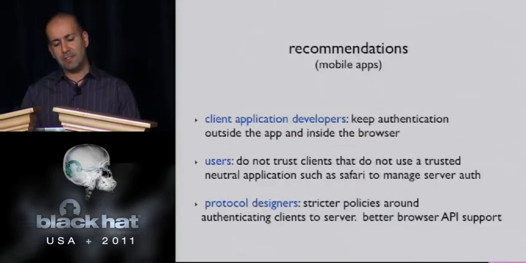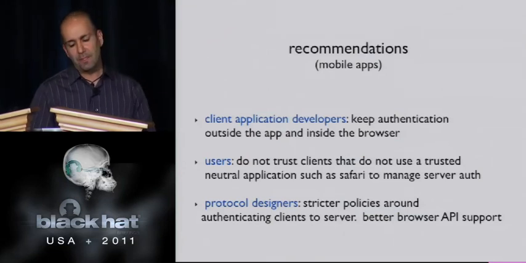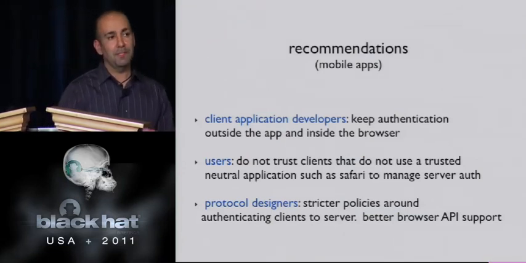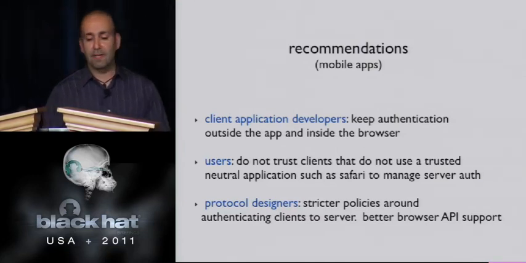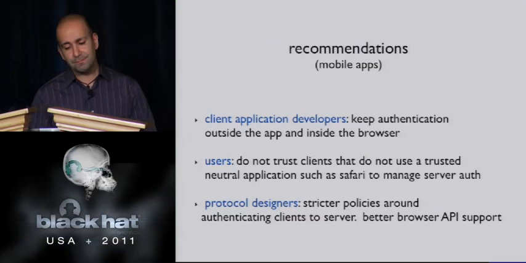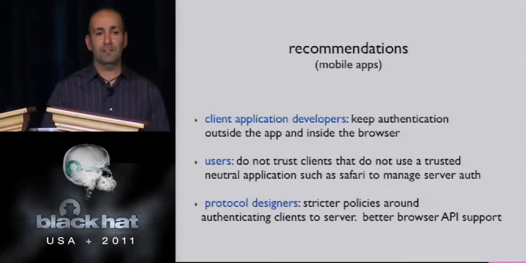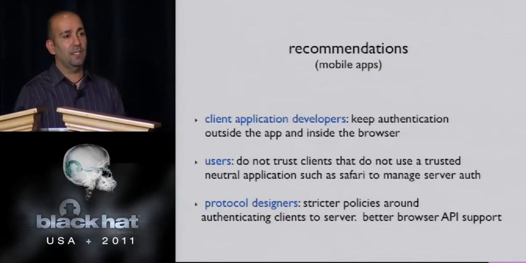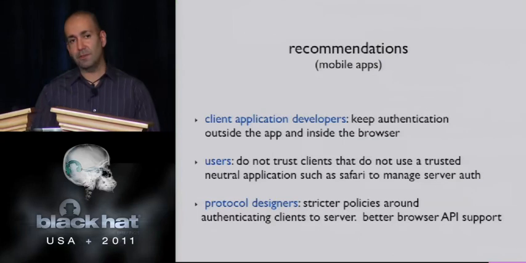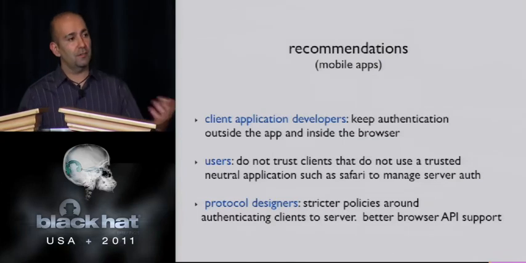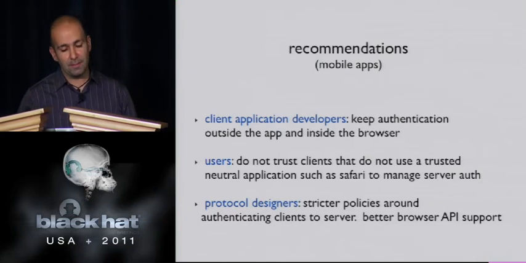So these recommendations are from a pure security perspective. We're not really considering usability. For instance, the first one might diminish user experience, but it makes sense from a security perspective. So if you're a third-party client app developer, don't do what we just did. Manage the authentication flow outside the context of your rich client, in a third-party neutral app like Safari. And if you're a user, if you don't trust an app, make sure you don't provide your authentication within the rich client app.